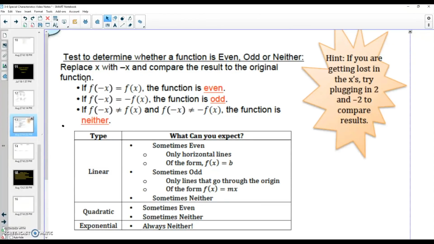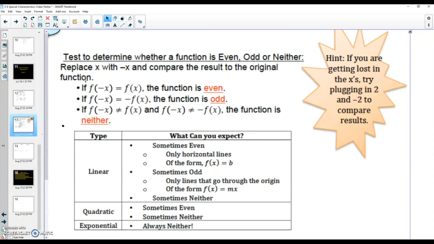Now, it sometimes might be odd. It can only be odd if it goes through the origin, and it's going to be of the form f of x is equal to mx. So in other words, your y-intercept has to be 0, and it has to go through the origin. Any other situation, if it's not in the form f of x equals b or f of x equals mx, then it's going to be neither.